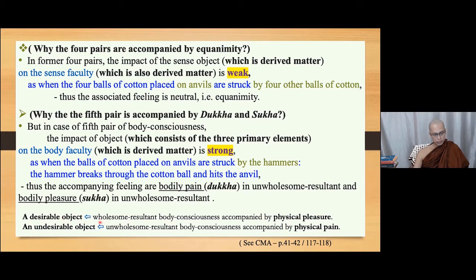So when desirable objects appear, based on the desirable object, the physical pleasure of the body consciousness arises. And when undesirable objects appear, it is due to the condition of the karma. So the objects we encounter are produced by the karma. That's why our resultant consciousness also depends on the karma. So desirable object and physical pleasure, undesirable object and physical pain.